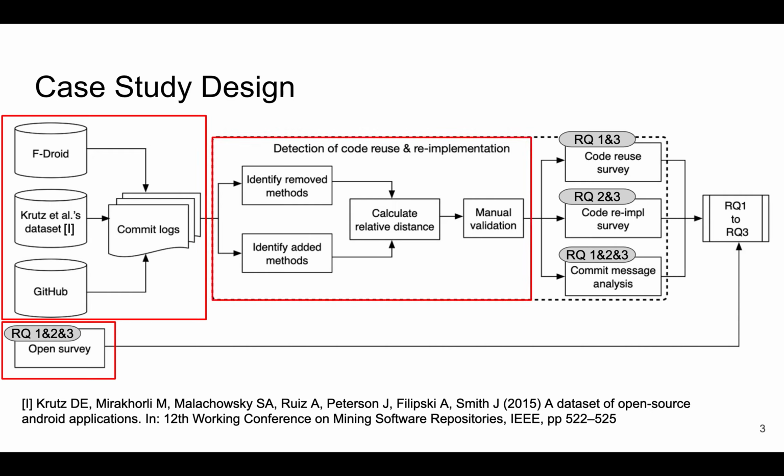And then we manually inspect each of the remaining commits to see whether it belongs to library reuse or reimplementation or neither. For the identified cases of library reuse and reimplementation, we send an individual survey with the identified concrete code change to the corresponding developers. So in a sense, the individual survey is customized.